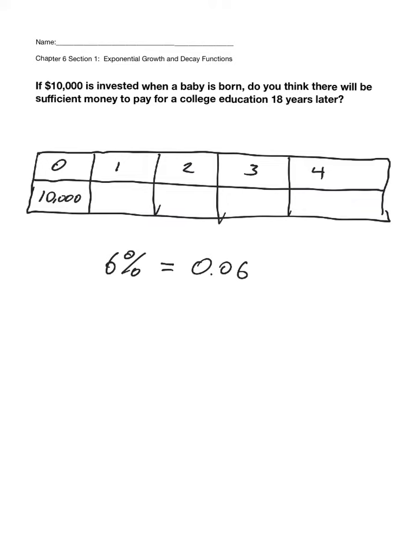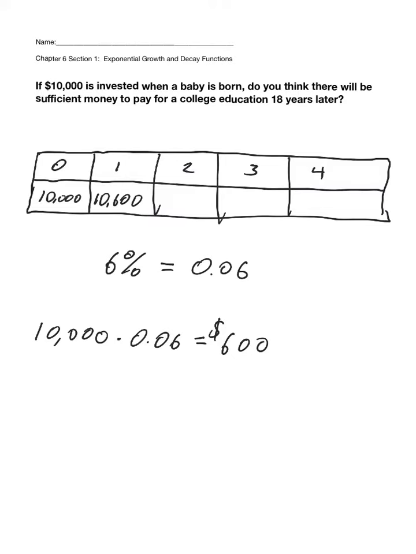I'll take that $10,000 and multiply it by 0.06, and what do I get? I get $600. And now my investment is worth $10,600 after 1 year. So without doing very much work, I earned $600 over the course of 1 year.